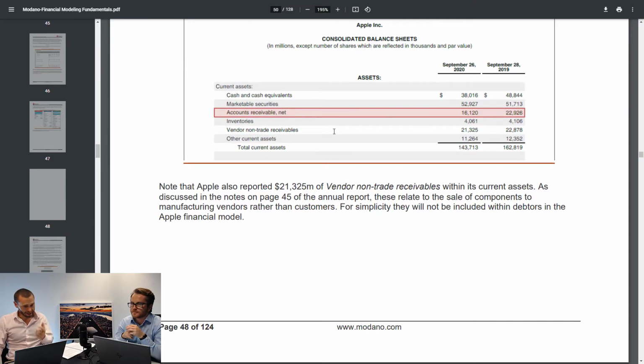Now note that Apple also has vendor non-trade receivables within its current assets. We're just going to ignore those. If you're modeling this properly, you'd probably have a separate category for those, and you'd look at the driver behind them. Non-trade receivables is basically them selling components to manufacturing vendors that then go and make their parts, and they take time to pay for those parts. That's pretty tricky stuff, so you need to deep dive into their financials to understand exactly what is driving that. We're just going to keep it simple. We're going to model accounts receivable net, which is third-party receivables from customers and distributors.